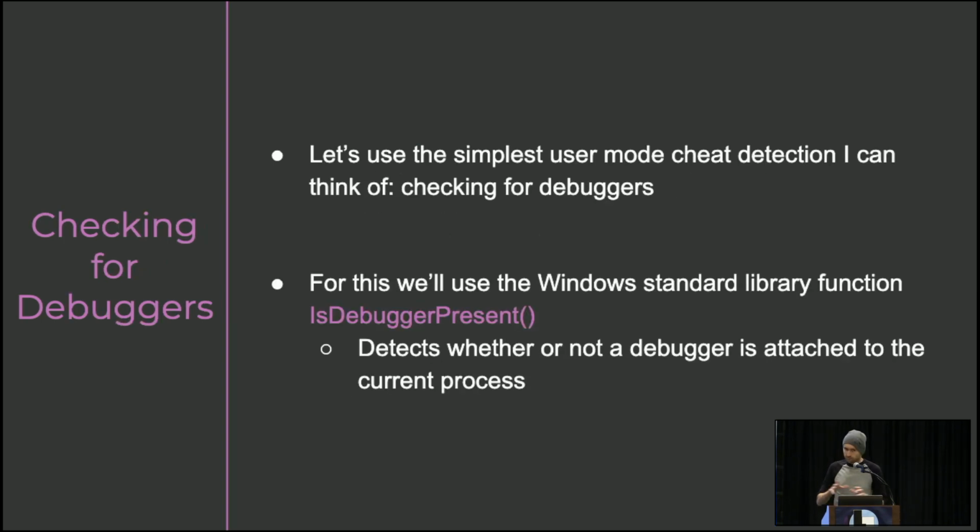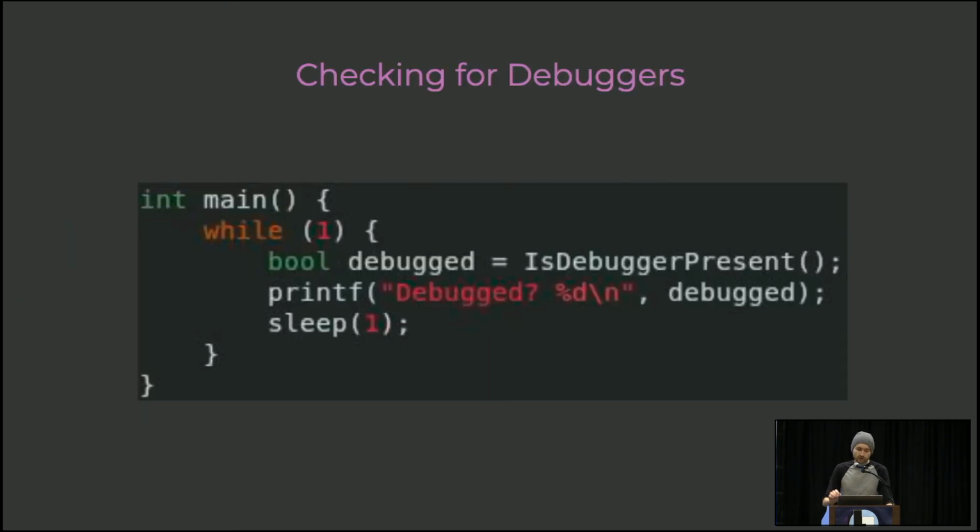Again, let's use the simplest example we can think of to demonstrate this, which would be checking for debuggers. This is like baby's first anti-cheat detection: am I being debugged? For this, we'll use the Windows standard library function IsDebuggerPresent, which does exactly what the name suggests. It detects whether or not a debugger is attached to the current process. We're going to use some pretty simple code: basically just check every second, call IsDebuggerPresent, and print out the output, just to be able to see, are we currently being debugged or not?